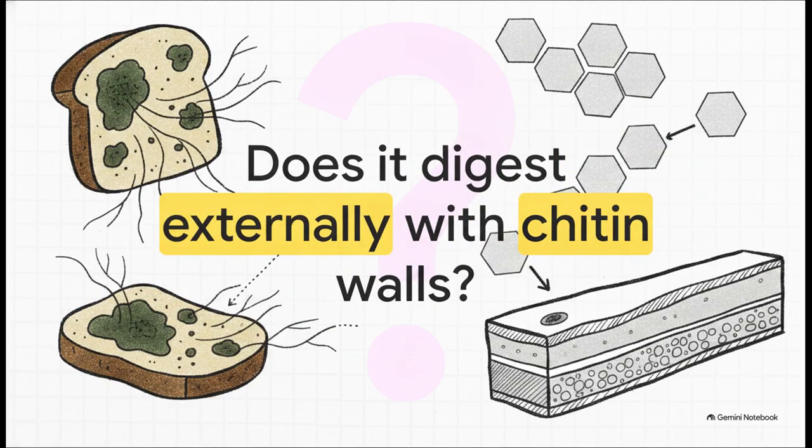And finally, question 3. Does it digest food externally, absorb those nutrients, and have distinct fungal traits, like chitin in its cell walls and thread-like hyphae? If you see a mold growing as hyphae straight through a piece of bread, absorbing the nutrients it's digesting on the outside, you have definitely found a true fungus.